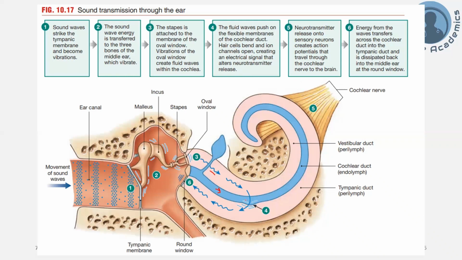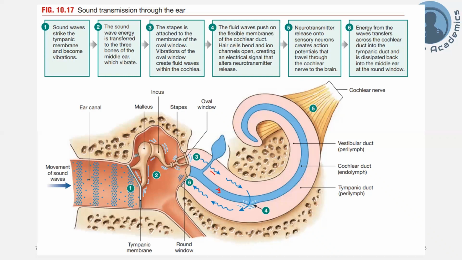You can see these fluid waves pushing down on these membranes. When they push down on these membranes, they set up fluid waves in the endolymph as well. And then these waves move to the perilymph of the tympanic duct. And from here, they move towards the round window, which also opens in the middle ear. This way, the energy is dissipated.